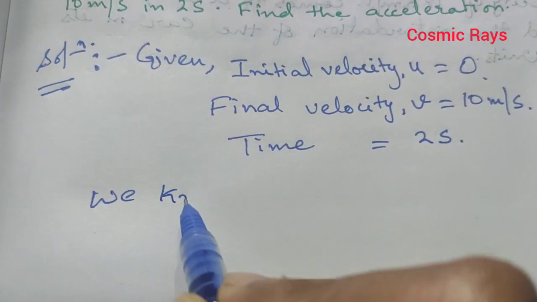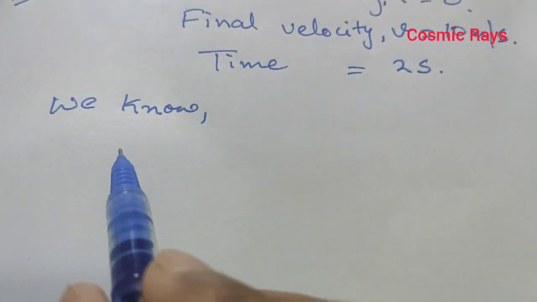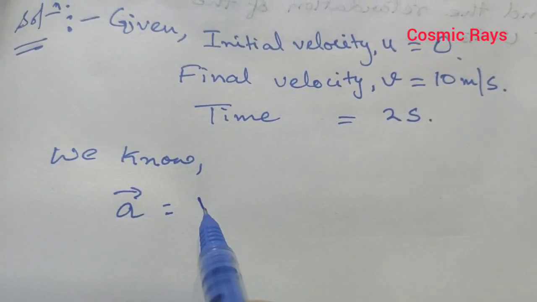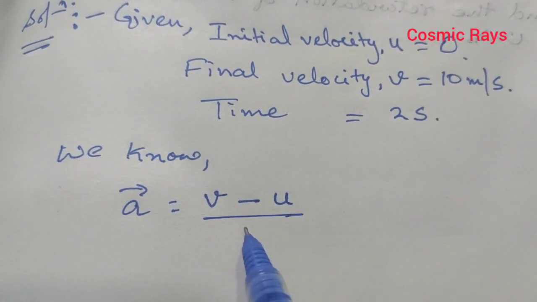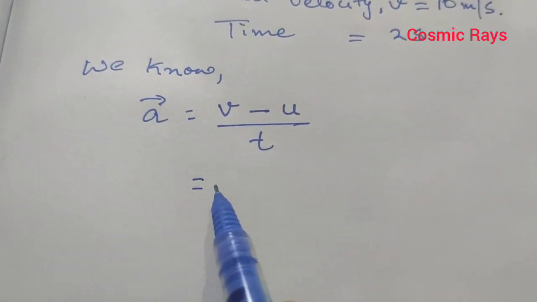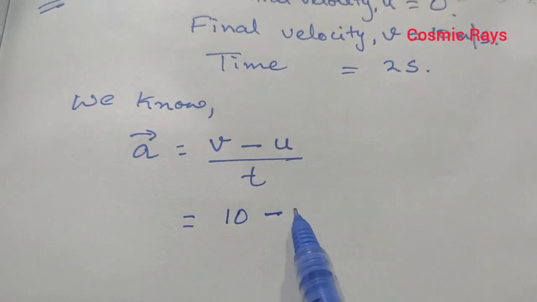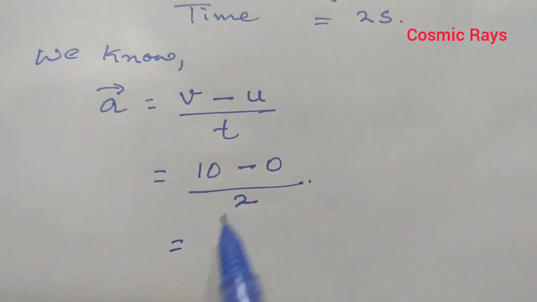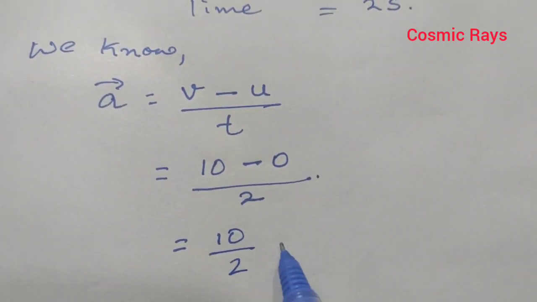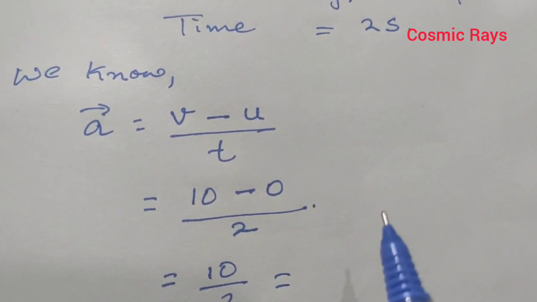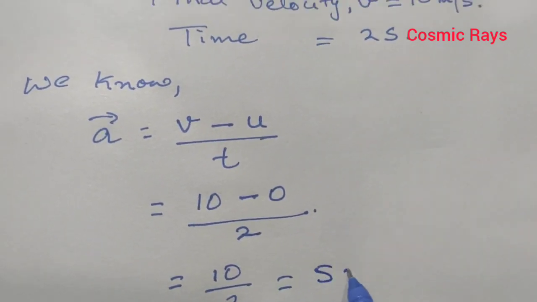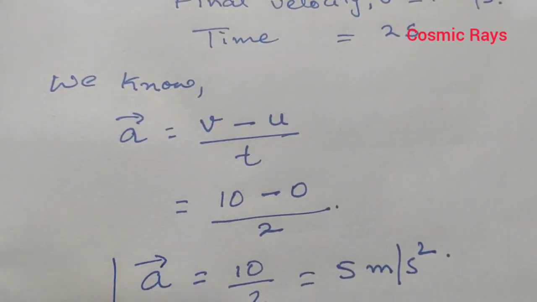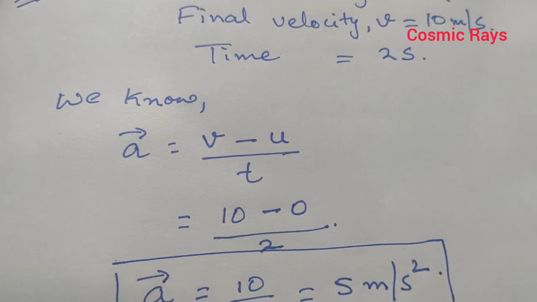So we know the formula for acceleration, that is acceleration is equal to final velocity minus initial velocity upon time taken. So we have the values. Final velocity is 10, initial velocity is 0, and time taken is 2 seconds. So 10 minus 0 is 10 upon 2, that is nothing but 5 meter per second square. So this is our answer.